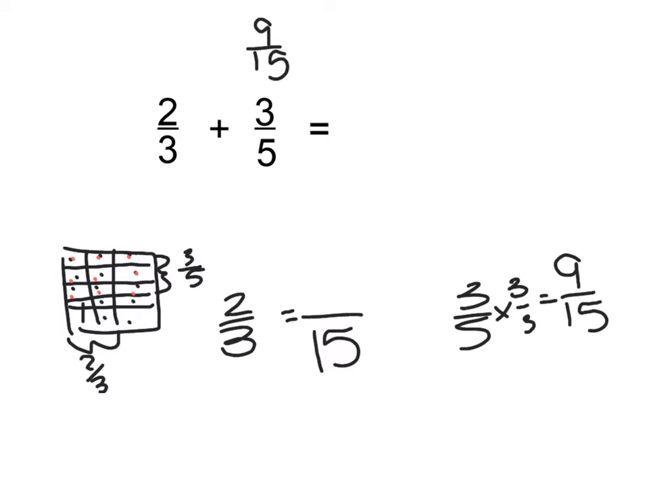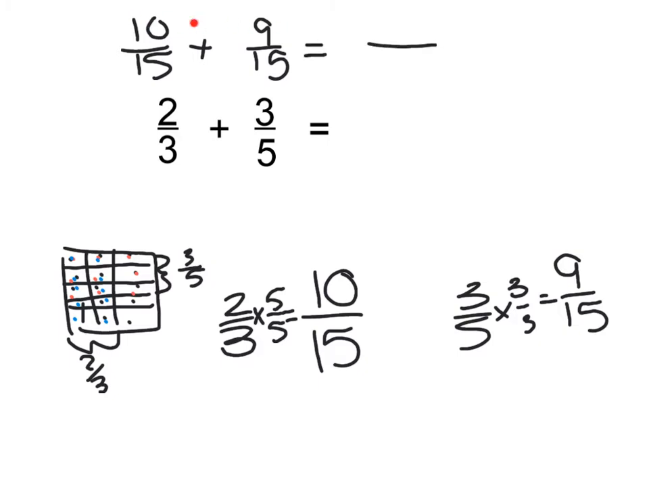And 2/3, it looks like we have 1, 2, 3, 4, 5, 6, 7, 8, 9, 10. We have 10 15ths. So it looks like we multiplied by 5 over 5, because 2 times 5 is 10, and 3 times 5 is 15. So we have 10 15ths plus 9 15ths. Remember, when adding, we only add our numerators together. Our denominator, which is the bottom number, stays the same. So my denominator is going to be 15, and 10 plus 9 is 19. So my answer is 19 15ths.